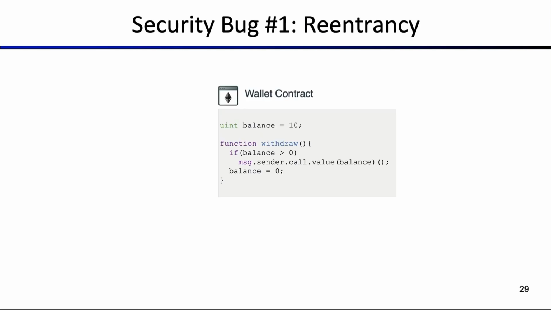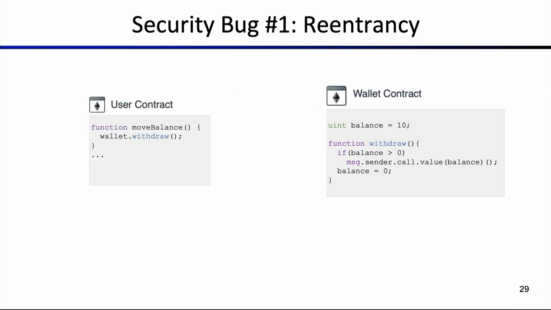So let's look at one of the most famous security attacks, which is called the reentrancy attack. We have here a wallet contract, the one that we've just discussed in the earlier slide. Let's assume now we have a user contract, which will call the wallet contract. Specifically, the user contract has a function move balance, which will call wallet.withdraw, this very function here. Technically, we just want to call this withdraw once and get, for example, the 10 Ether back. There's a value of 10 here, right? That shouldn't be that complicated, right?